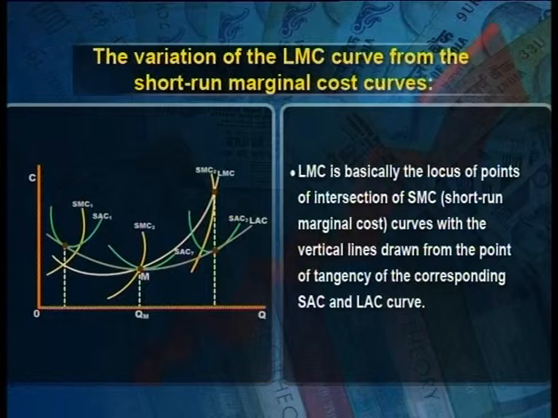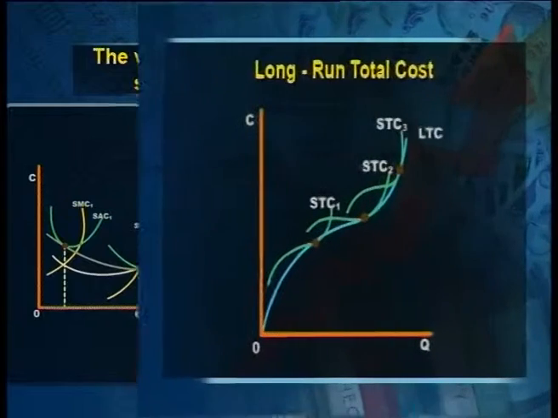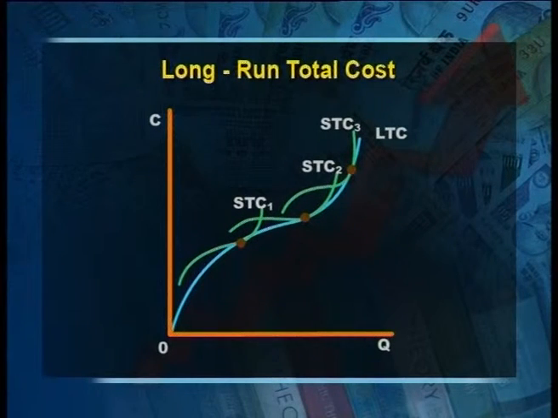with the vertical lines drawn from the point of tangency of the corresponding short run average cost curves and long run average cost curves. Let us now understand long run total cost.